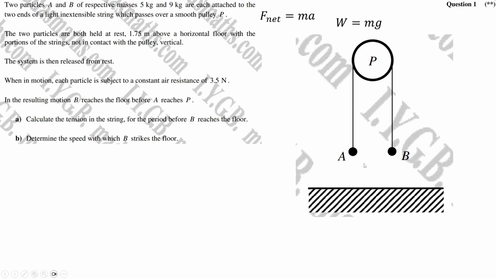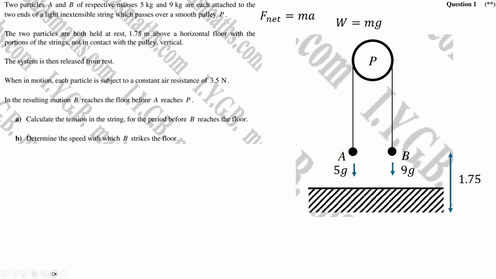So for A, it's going to have a weight down of 5g, and obviously weight is a force, okay? So the force acting down on A is 5g, 5 multiplied by gravity, which we'll take as 9.8, but we'll do that later. And for B, it'll be 9g. They're 1.75 meters above the ground, and the entire system is released from rest. So you can imagine that B will go down because it has a greater force downwards. So there's a resultant force acting down here, or in other words, a net force.